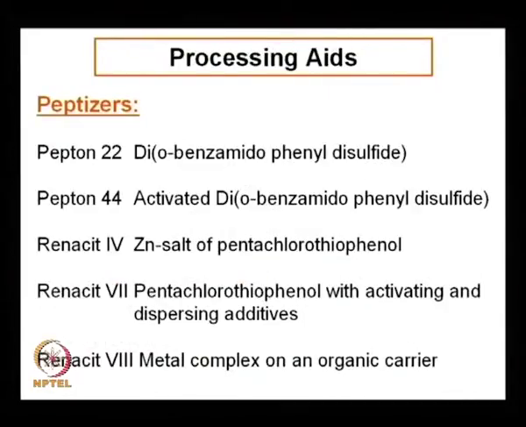Processing aids, peptizers. While incorporating these particulate additives in rubbers, we need to decrease the viscosity of the raw polymer. For example, if the Mooney viscosity of the raw polymer, ML 1+4 at 100 degree Celsius, is 50, then you cannot incorporate any of these particulate additives. So, you have to bring down this Mooney viscosity from 50 to 35 or 40. For doing so, you have to apply some mechanical shear force. By mechanical shear force, it will decrease the molecular weight by breakdown of the molecules, that is known as mastication.